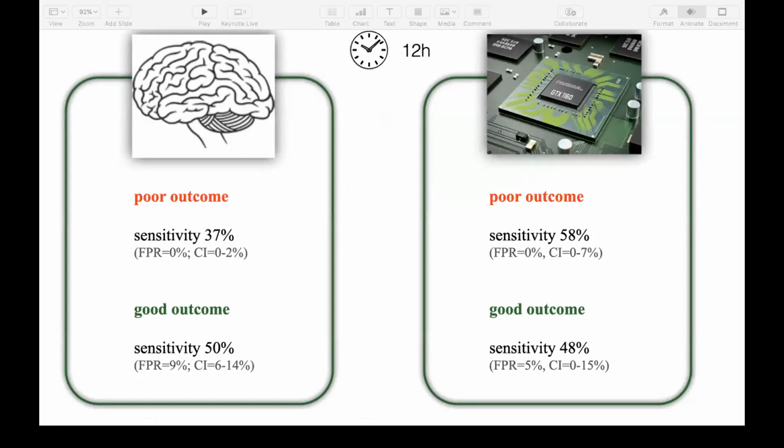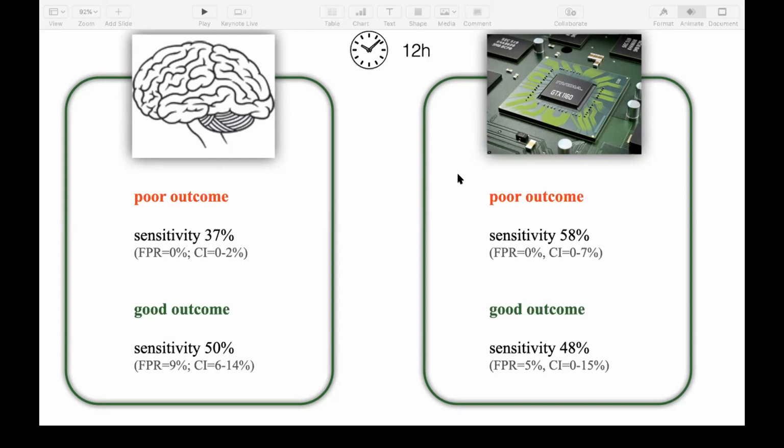And this is the result. On the left, the visual assessment by human experts. And this is an example of what we observed at 12 hours after arrest. So we provided human experts EEGs 12 hours after arrest, and we asked them to label it. And from that label, we extracted, based on the algorithm I showed earlier, whether or not the prognosis would be good or poor. And the sensitivity to detect patients with a poor outcome was about 37% from the human observer, and for good outcome, 50%.